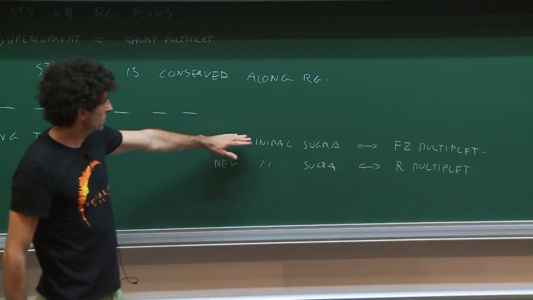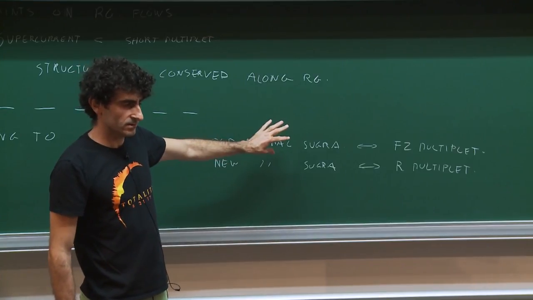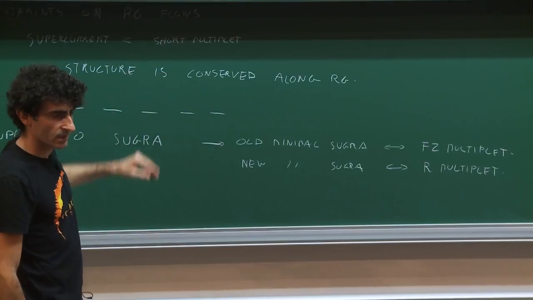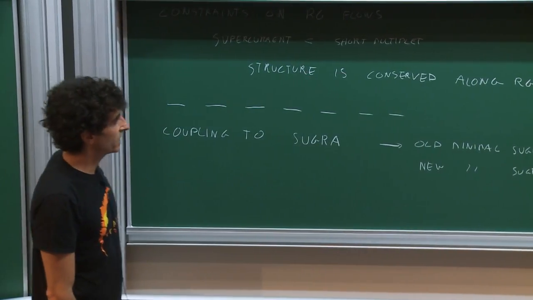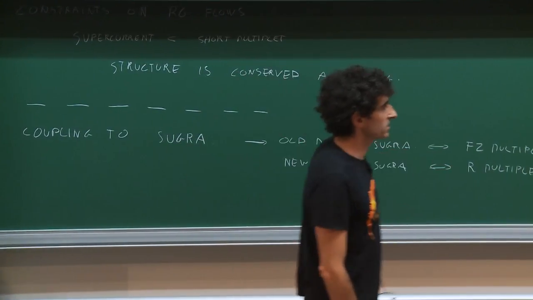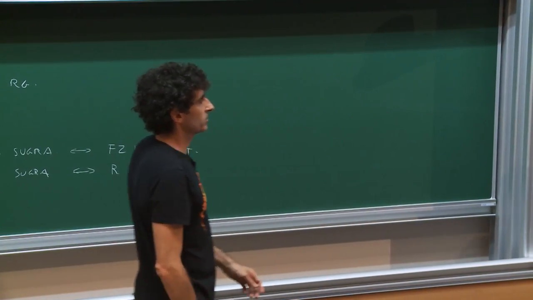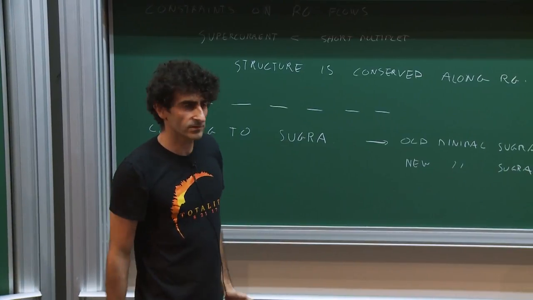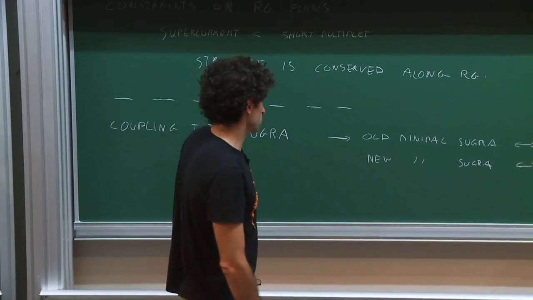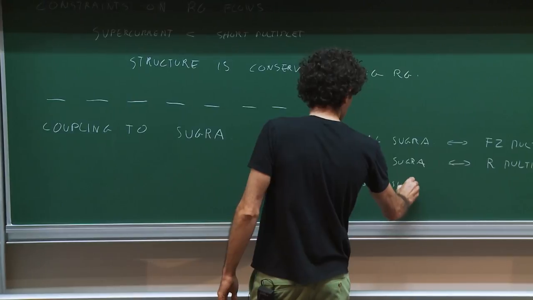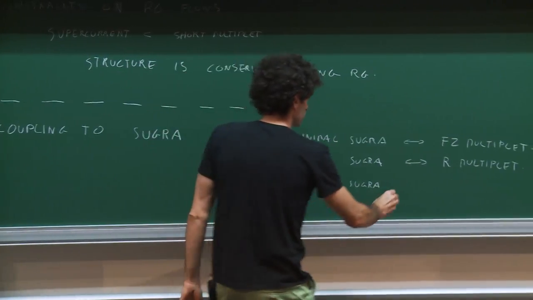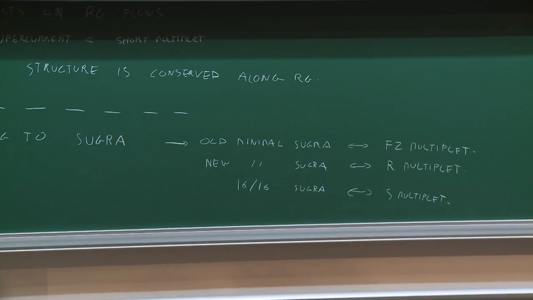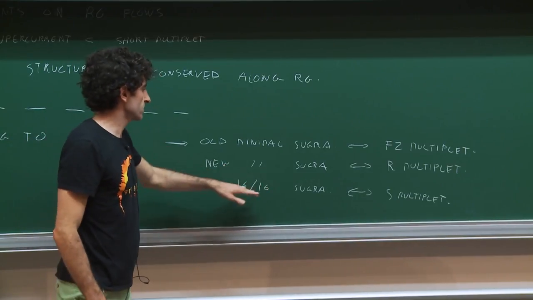Now, both the old minimal supergravity and new minimal supergravity have 12 bosonic and 12 fermionic degrees of freedom, and so they can couple to these shorter multiplets. Then the question arises of what happens for a theory which has neither an FZ multiplet nor an R multiplet, as for instance a U1 gauge theory with FI terms and generic superpotential. In that case, in order to couple to supergravity, you have to use a non-minimal supergravity, which has more degrees of freedom in it. This is called 16-16 supergravity, and it couples to the S multiplet. The price you pay is that you have a longer multiplet, and therefore your supergravity contains more fields.